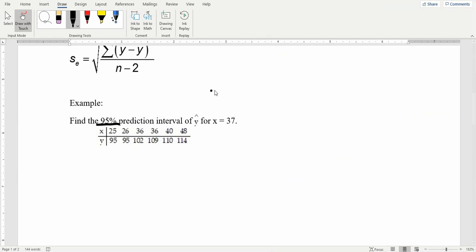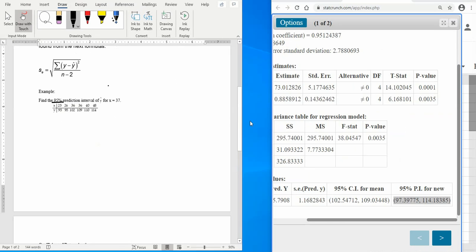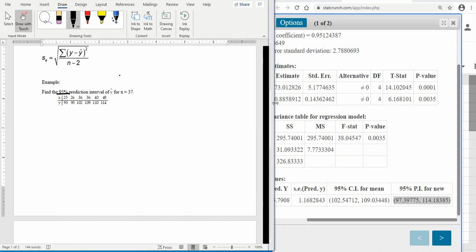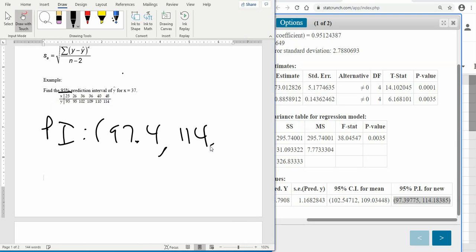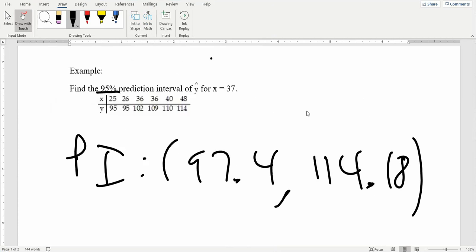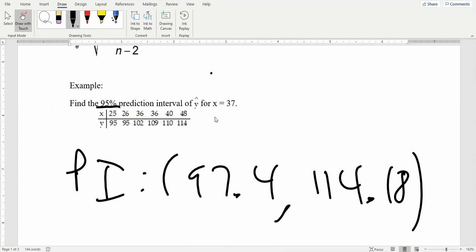So I'm going to minimize this a little bit, just so I can write the prediction interval over here. 97.4, comma, 114.18, and that is the prediction interval of y hat for x equals 37.